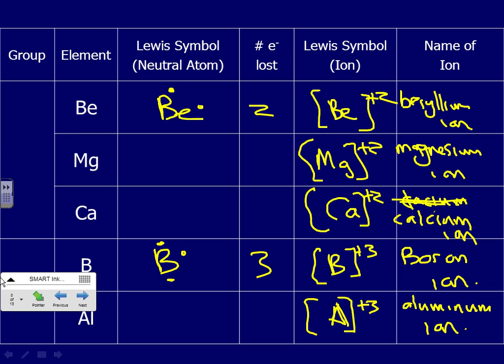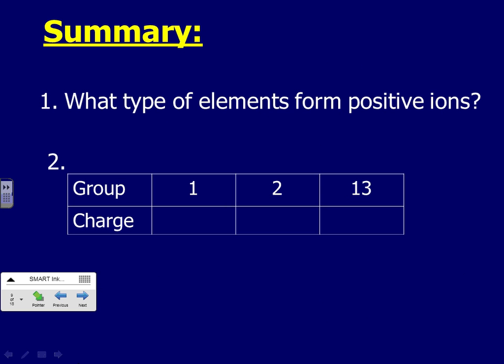Any questions or concerns? Again, I'm hoping that we can see a trend. Group 1, when it becomes an ion, it had 1 electron in the outer shell, becomes a charge of +1. Group 2, which had 2 electrons, becomes +2. And group 3, which had 3 electrons, becomes +3. Okay? And is that the questions that are on the sheet?